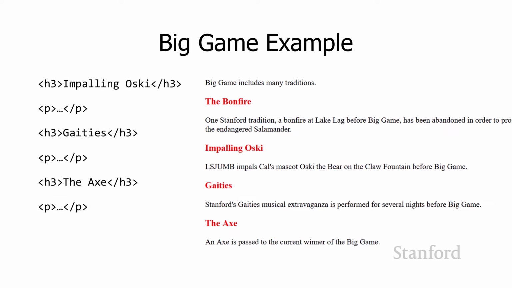Let's go back to the middle of our example. So I've got these H3s here. So the bonfire, impaling OSCE, Gades, and the axe. These are all different things related to big game. Suppose I wanted to apply a rule to one of these H3s, but not the other two. Can I do that? Yes, you actually can.